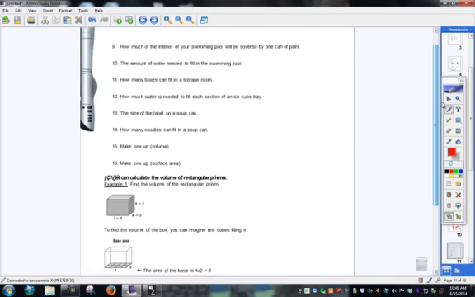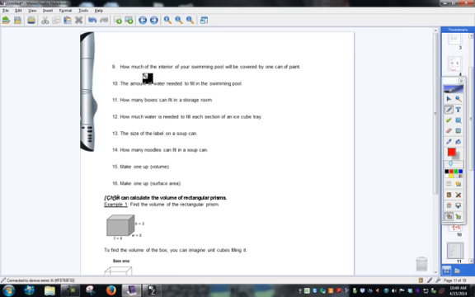Alrighty. Oh, there's more. Good. Okay, so we can do some more here. How much of the interior of your swimming pool will be covered by one can of paint? Notice it says the interior of your swimming pool. So we are just painting the actual sides of your swimming pool. That would be surface area. Okay, the amount of water needed to fill, bang, we know that's volume.